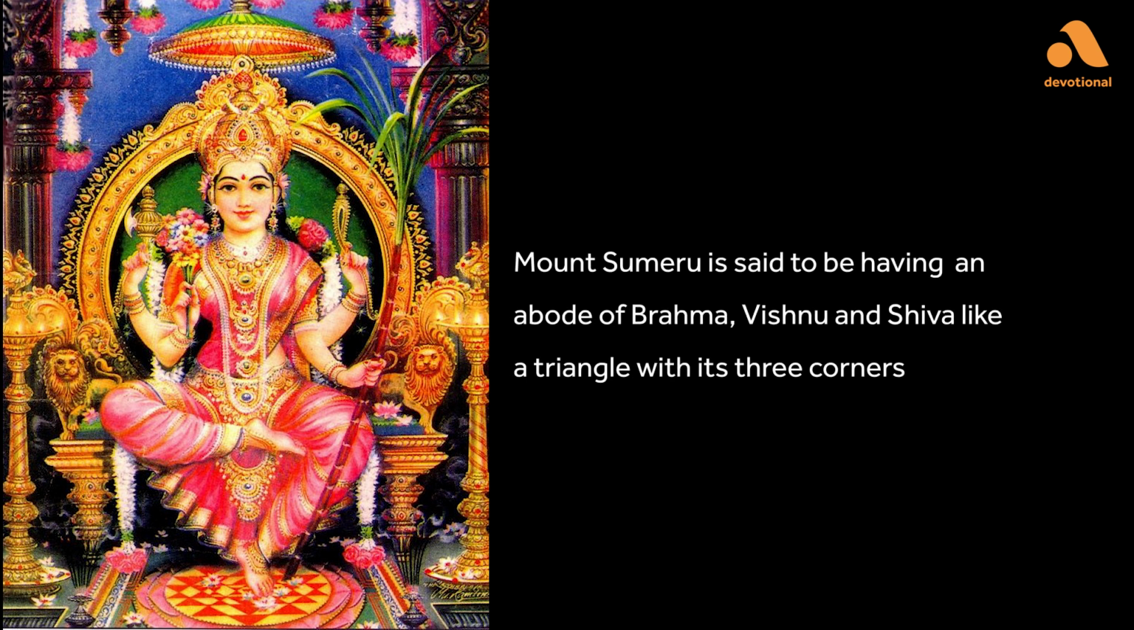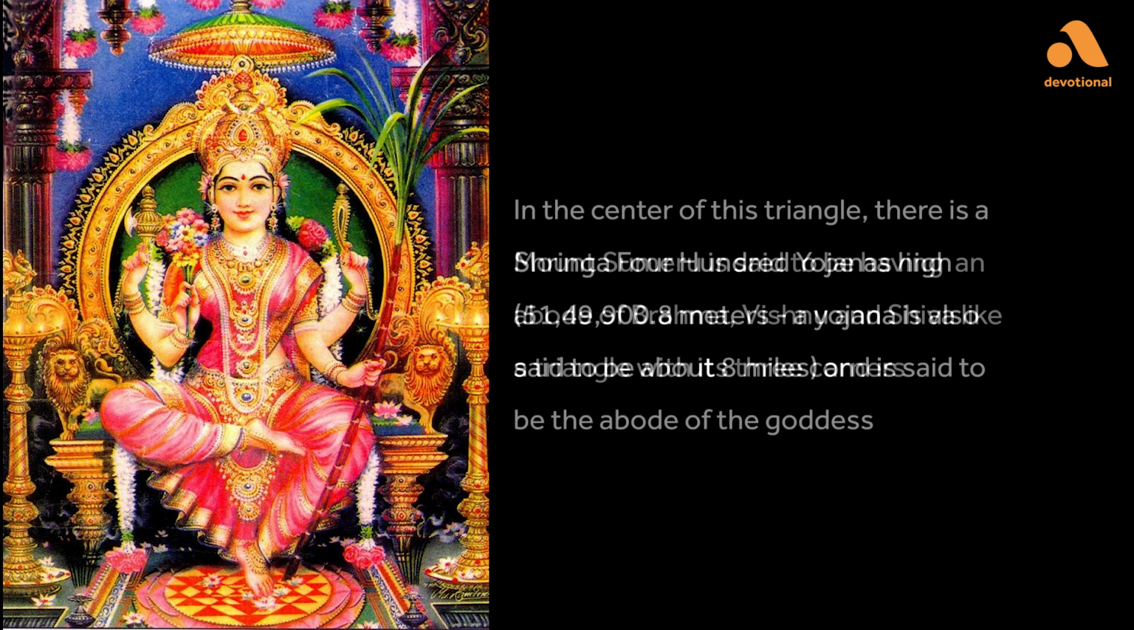Mount Sumeru is said to be having an abode of Brahma, Vishnu and Shiva like a triangle with its three corners. In the center of this triangle, there is a Shringa 400 yojanas high and is said to be the abode of the goddess.